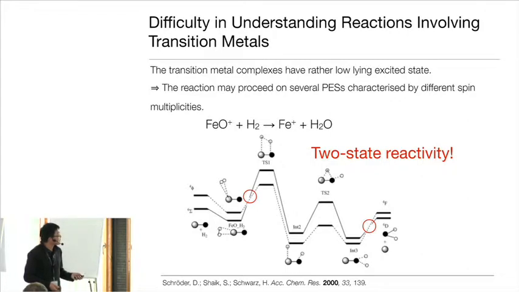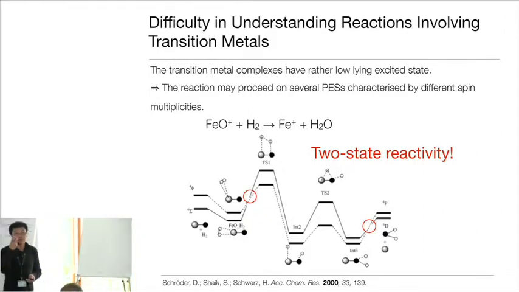Because on the sextet you have a strongly demanding barrier, but on the quartet surface you have a low barrier, and at this point you cross the surface. In this particular reaction, the system needs to cross the surface twice. First it crosses to the quartet surface, and then at this point it comes back to the sextet surface. That is what Shaik, Schröder and Schwarz proposed as the so-called two-state reactivity, the multi-state reactivity concept.